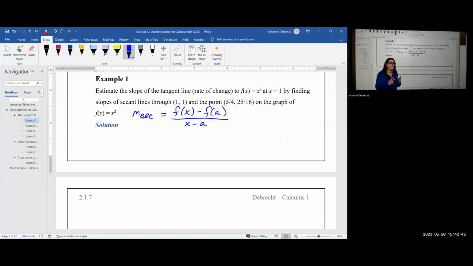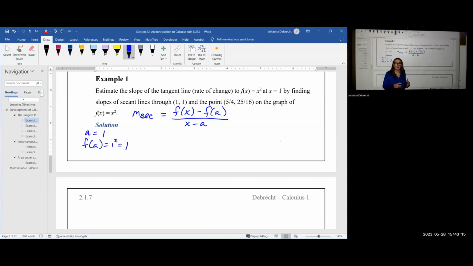Now, my a value is the x coordinate of the point where I want to know what the slope of the tangent line is, and that's at (1, 1), all right? So I'm trying to evaluate it at x equals 1. So a becomes 1. Now, my function is x squared, which means that when I square 1, I still get 1. So f of a is equal to 1.